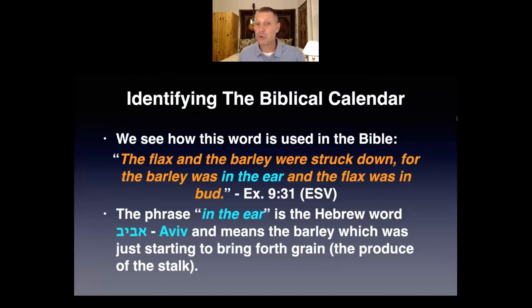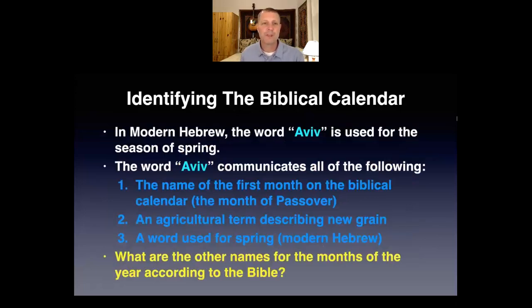We see how this word is used in the Bible in Exodus 9:31, where it says, "The flax and the barley were struck down, for the barley was in the ear, and the flax was in bud." So this phrase, in the ear, is the Hebrew word aviv, and it means the barley, which was just starting to bring forth grain, the produce of the stalk. In modern Hebrew, the word aviv is used for the season of spring.